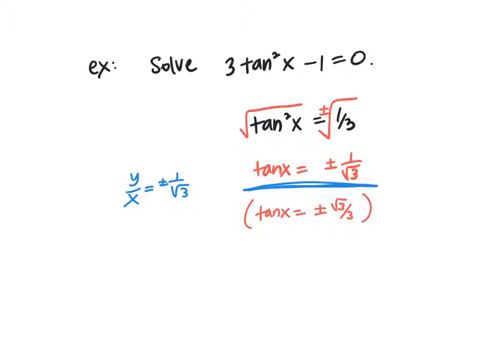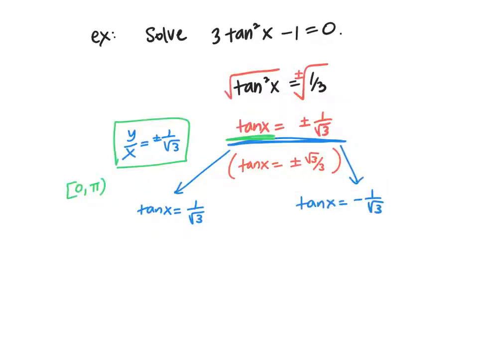So where in your unit circle are you going to look for this happening? Again, because we have a tangent equation, you only look from 0 to pi. You only have to look from 0 to pi because tangent and cotangent graphs are periodic, meaning they repeat themselves every pi units. So you only need to look from 0 to pi, so the upper two quadrants. Looking in the first two quadrants, where does your y over x equal positive 1 over root 3?